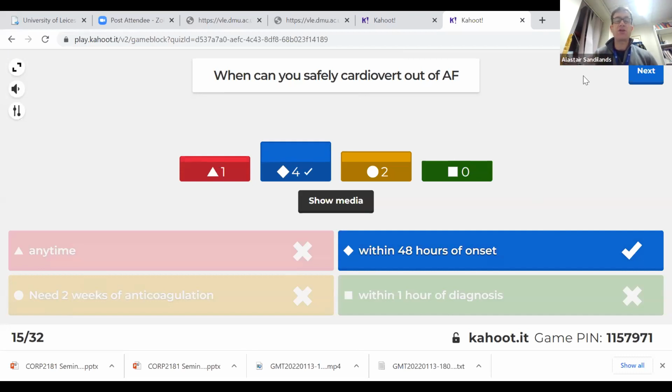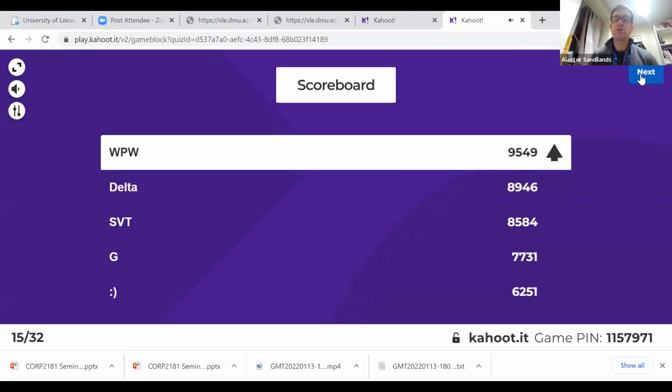If patients come in and they don't know how long they've been in AF, then we slow them down with medication. Then we give anticoagulation for a minimum of 4 weeks before we can safely then bring them in as an outpatient to cardiovert them under conscious sedation. There's one more question.